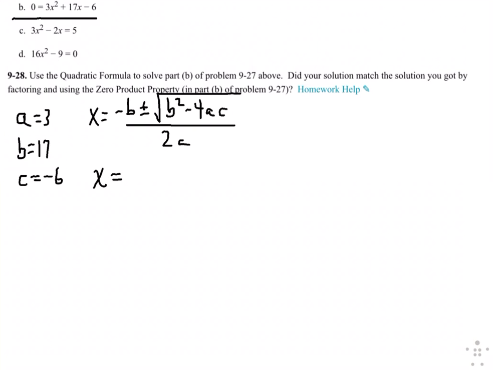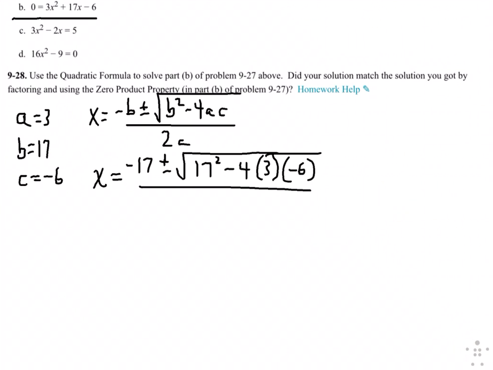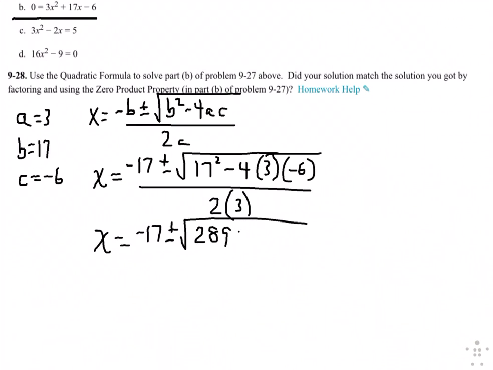So we get x equals negative 17 plus or minus the square root of 17 squared minus 4 times 3 times negative 6, all over 2 times 3. So this gives us x equals negative 17 plus or minus, right? 17 squared is 289 plus 24 times 3, 60, 72, over 6, right?